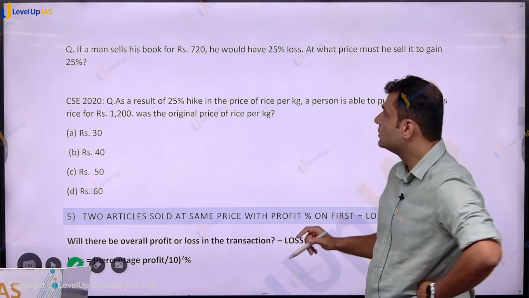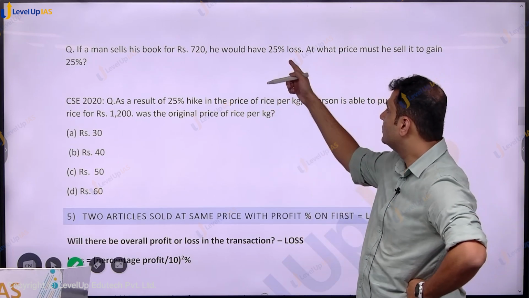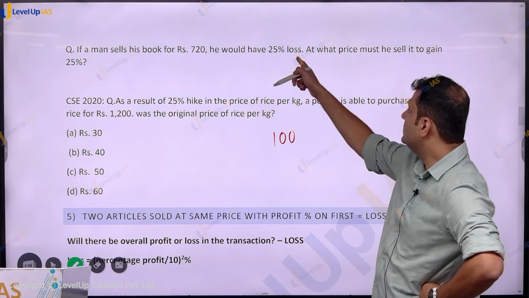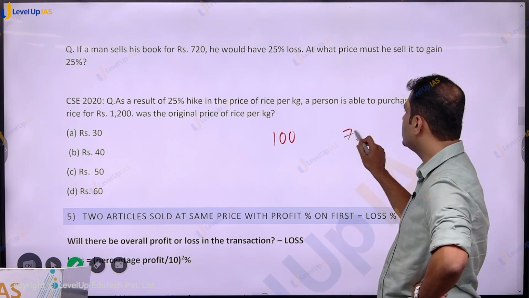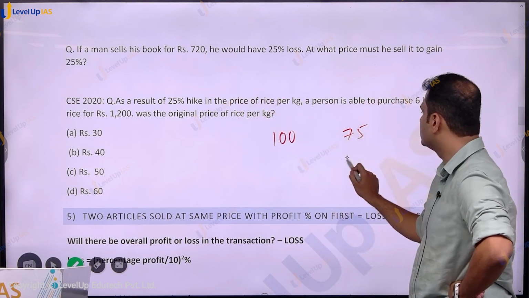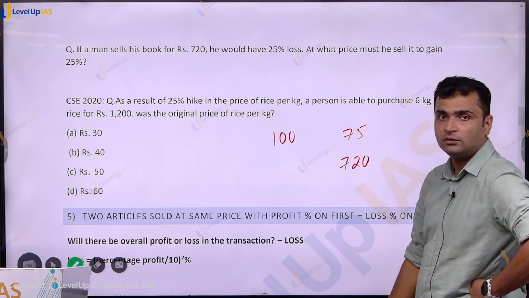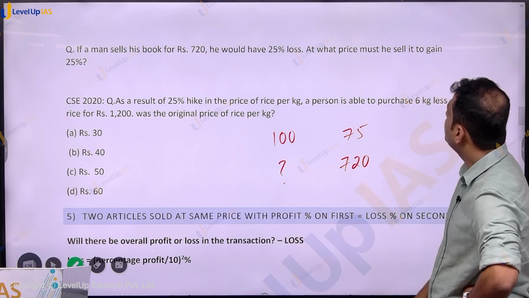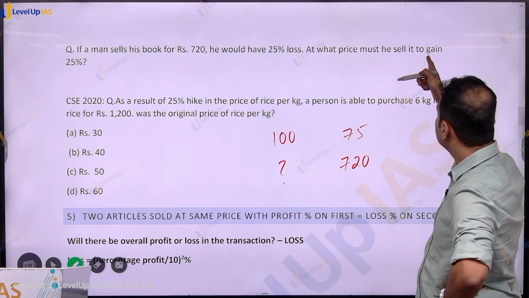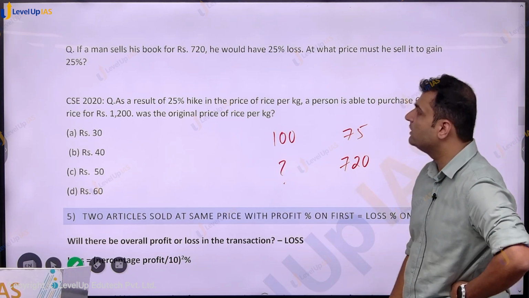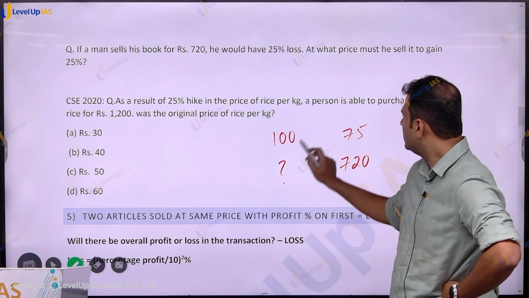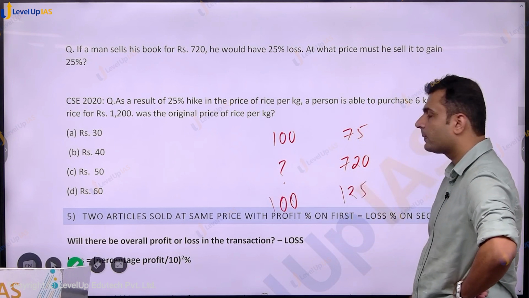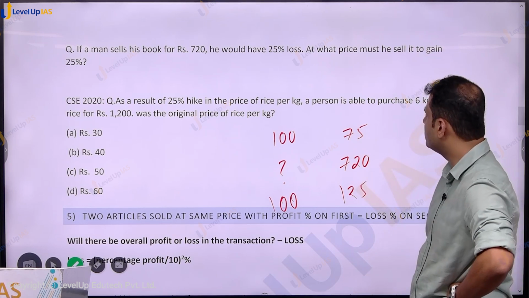Fine. So what is happening? Firstly, the man, let us say his cost price is 100, then he is incurring 25% loss at what price? 720 rupees. Right? So we can find out the cost price based on this. But the question is, at what price must he sell to gain 25%? To gain 25%, he must sell it at, 100 ki cheez 125 mein. Correct or not? So this is what we have.